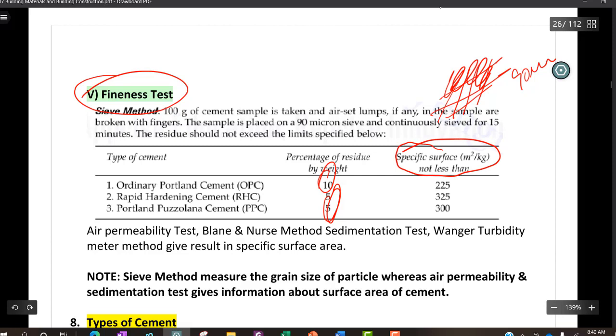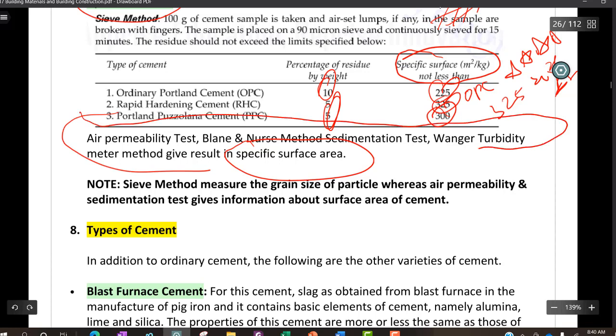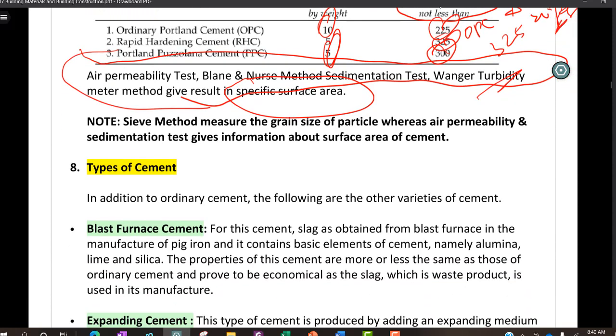You can also measure specific surface area, and the specific surface area of OPC should be in the range of 225. Very important bit. For rapid hardening cement it should be even finer, so it should be 325 meter square per kg. That much area is needed. And for Portland pozzolana cement it is 300. At least remember for OPC it is 225 meter square per kg. Done. And what tests can you use to get the specific surface area? That is the air permeability test, Wagner turbidity method, etc. Done. Now let us see types of cement.